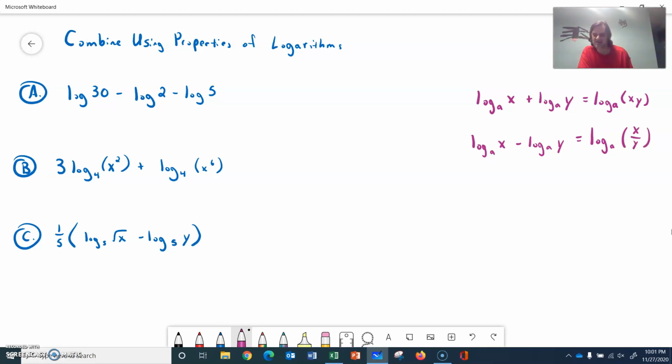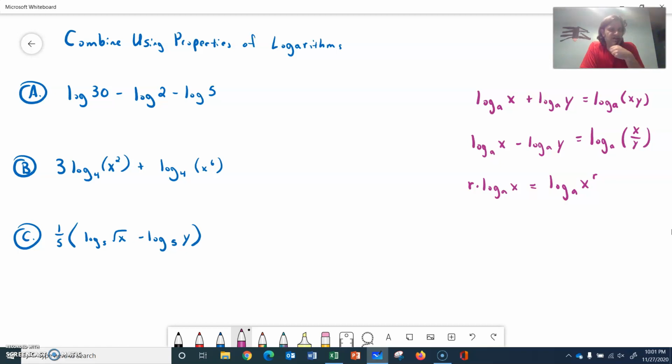And then we had a power to a power rule, which looked like r times log base a of x, and that's where we move the coefficient r as an exponent, so that becomes log base a of x to the r. So we're going to use those rules to combine some things here. We're not trying to find numbers, we're just trying to combine.